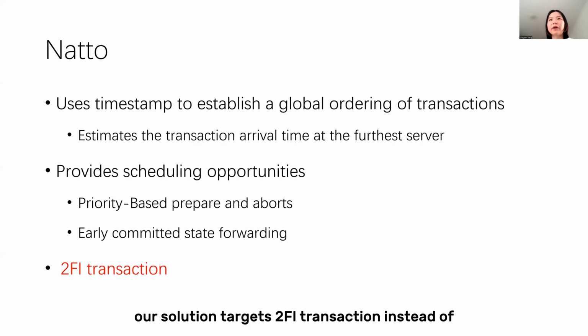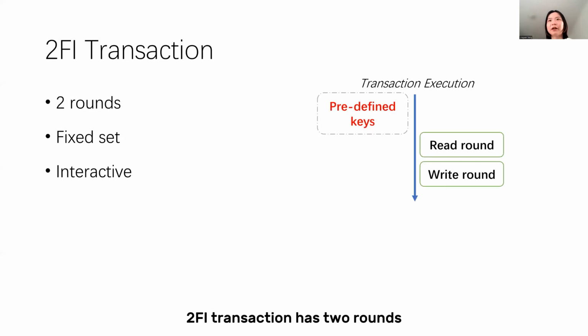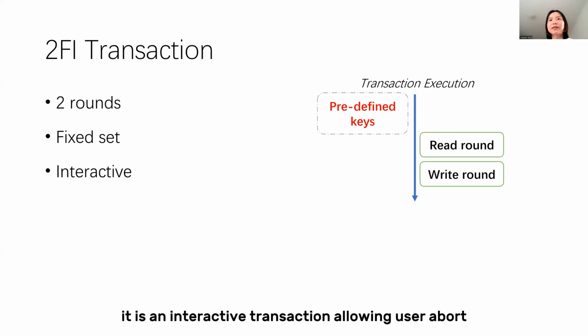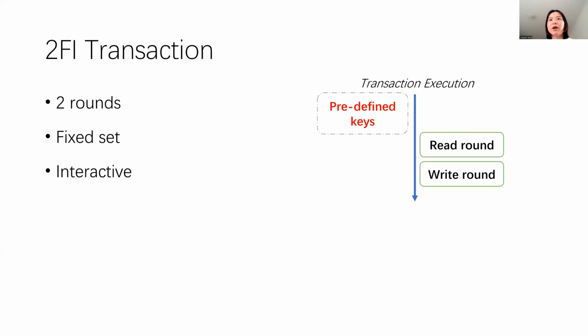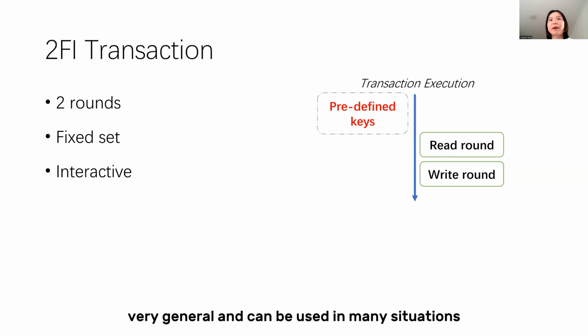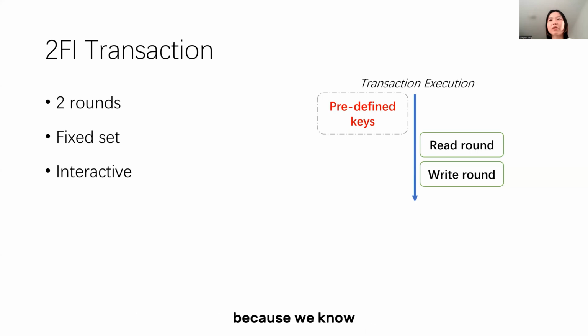Our solution targets 2FI transactions instead of general transactions. 2FI transactions were proposed in our previous work, Carousel. A 2FI transaction has two rounds. There is a read round followed by a write round. Fixed means all the keys are known ahead of time. It is an interactive transaction allowing user abort, very general, and can be used in many situations. By restricting the transaction model, it gives us more flexibility to perform scheduling because we know all the partitions that transactions are going to touch and when the transaction will end.